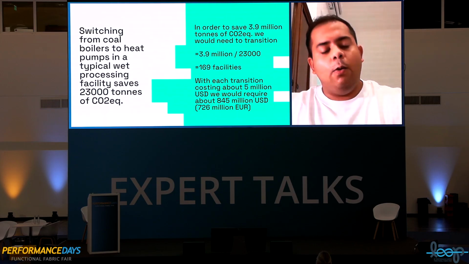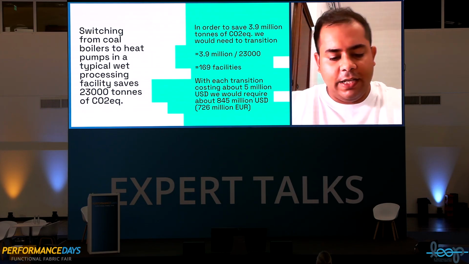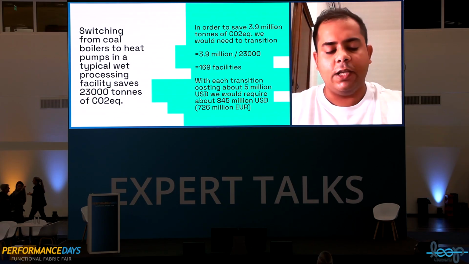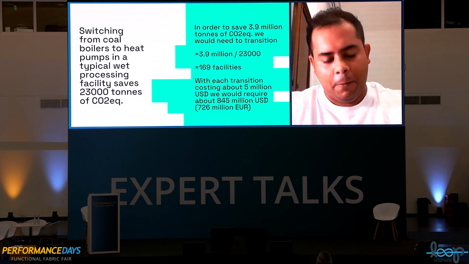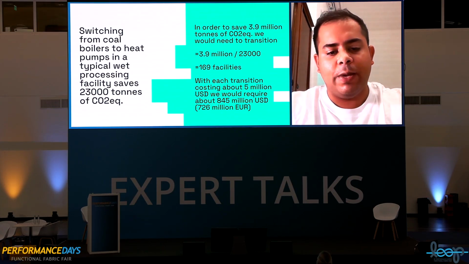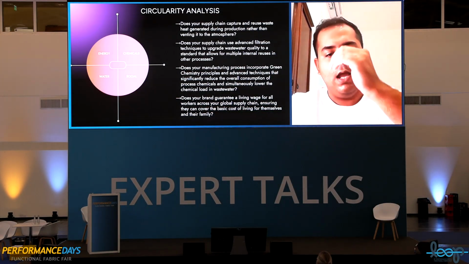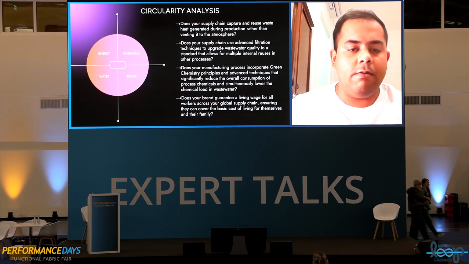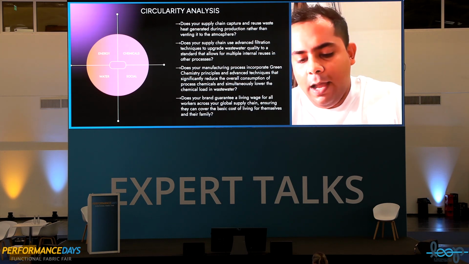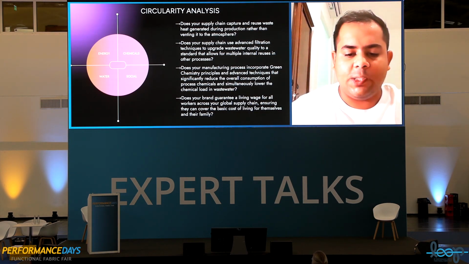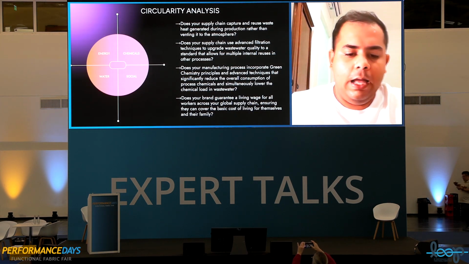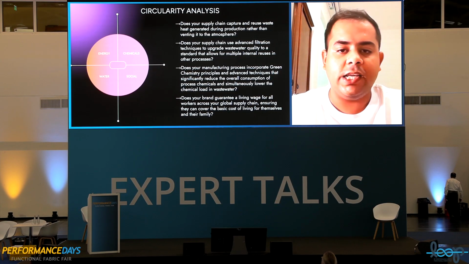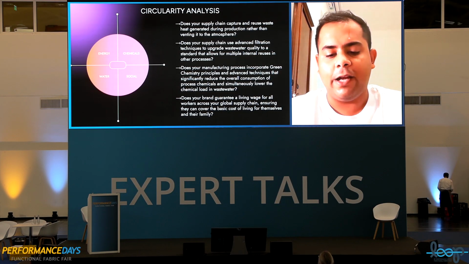But now that we've looked at how supply chain decarbonization and everything else is an exponentially better use of resources, why do I promote supply chain decarbonization within the circularity aspect? I don't know how many brands there are, I can't see the audience as such. I want to raise a few questions about all the circularity strategies that most brands have. The first question being, of course, does the supply chain capture and reuse the heat generated during production, or do you just let it vent out in the atmosphere?